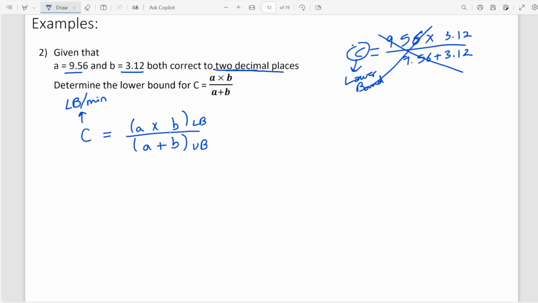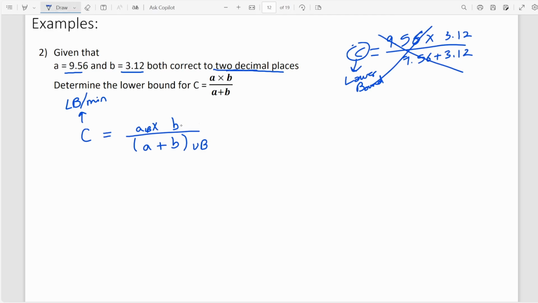Now, let's take a look at the top part. So we have a times b, and we want a lower bound for it overall. So in that case, this is a multiplication. So you want the lower bound for the first and the lower bound for the second. Lower bound times the lower bound will give me a lower bound. So that's it for the top part. The numerator is done. Let me write this more clearly.